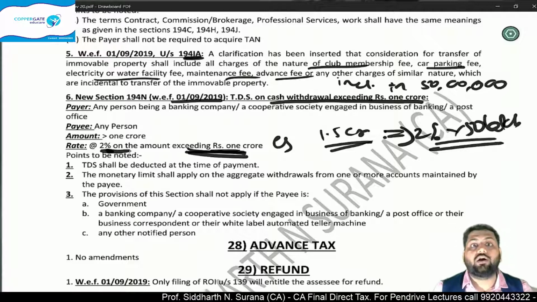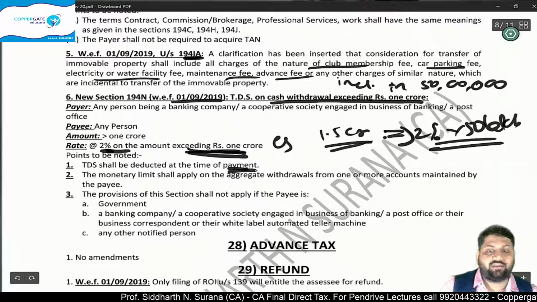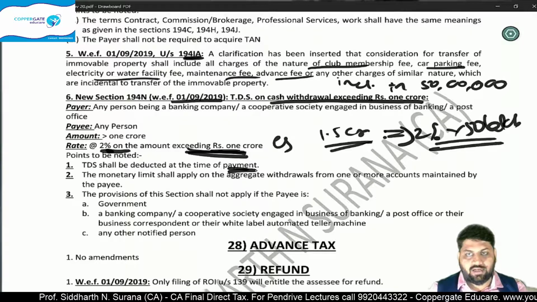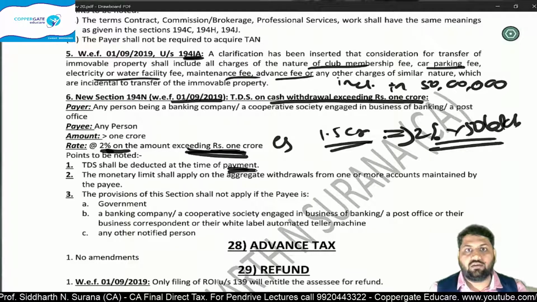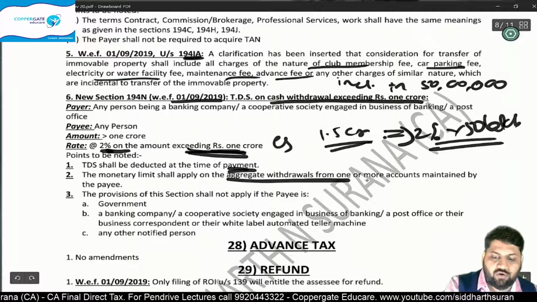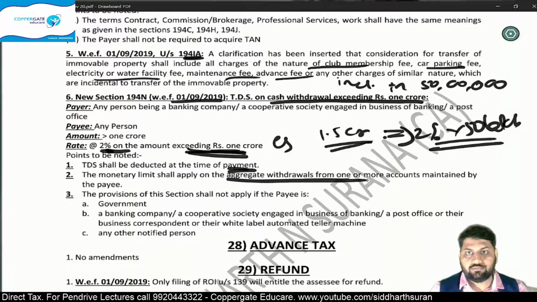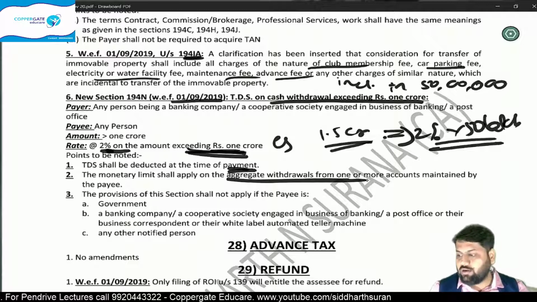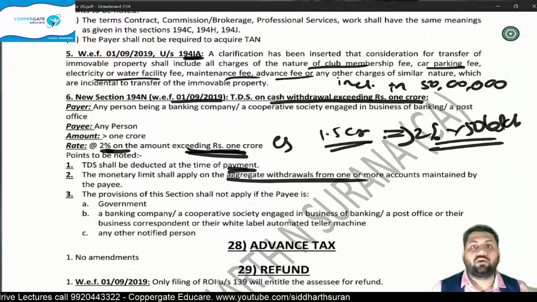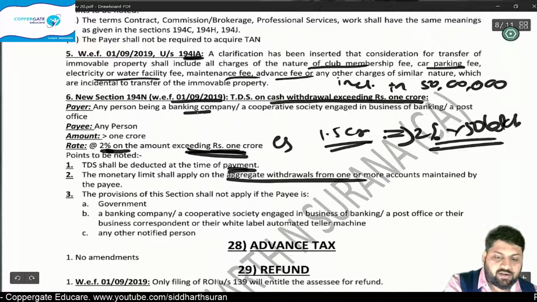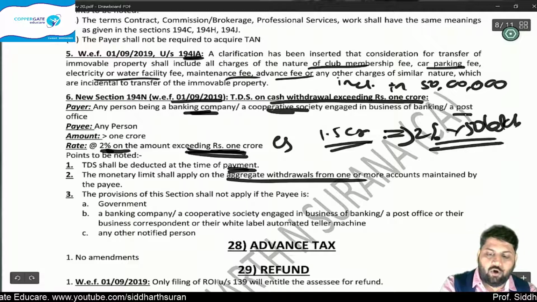So we want to curb cash in the economy. This will be only at the time of payment. So already there are 8 sections where TDS gets attracted only at the time of payment. This is the 9th case where TDS will come only at the time of payment. If you are having total withdrawals exceeding rupees 1 crore, then after 1 crore the bank will deduct. So first 1 crore there will be no TDS. After 1 crore TDS will be deducted by banking company, cooperative bank or post office.